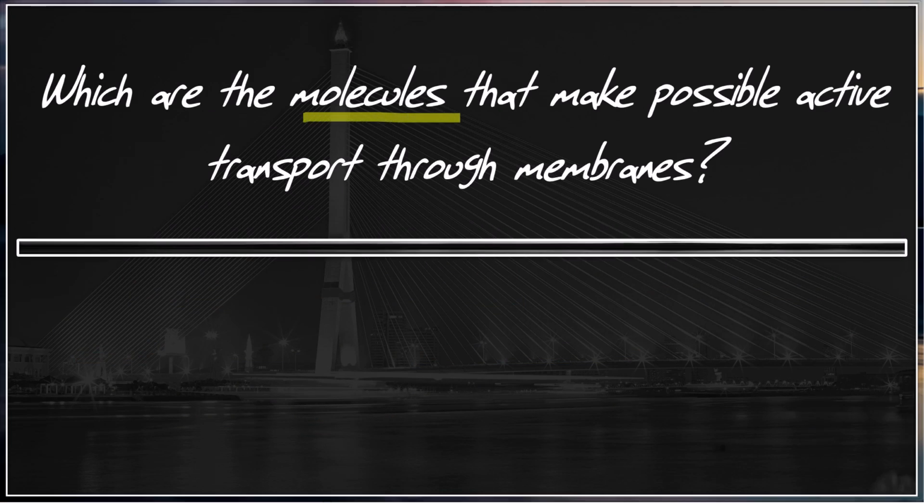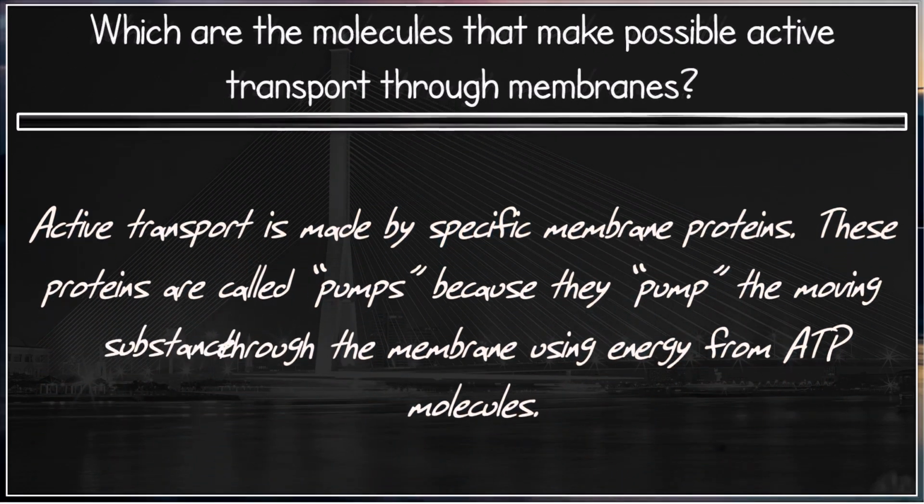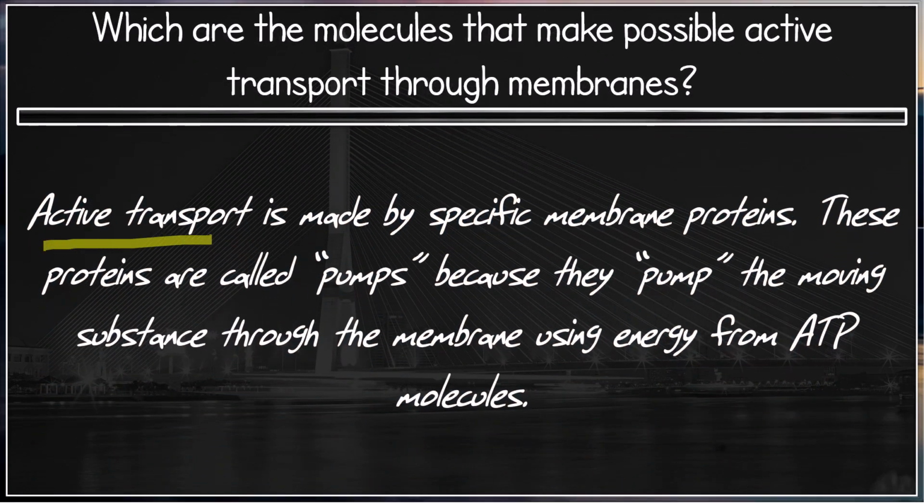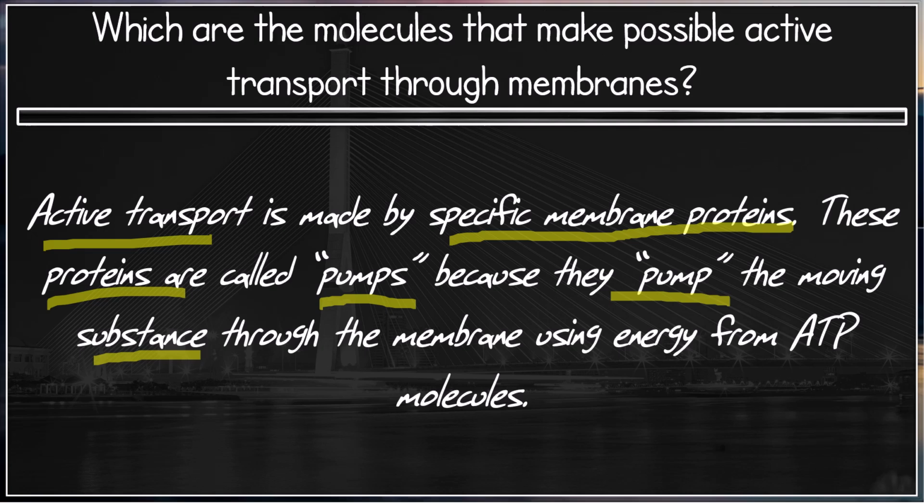Which molecules make possible active transport through the membrane? Active transport is made by specific membrane proteins. These proteins are called pumps because they pump the moving substance through the membrane using energy from ATP molecules.